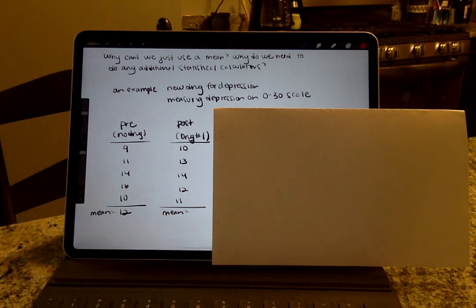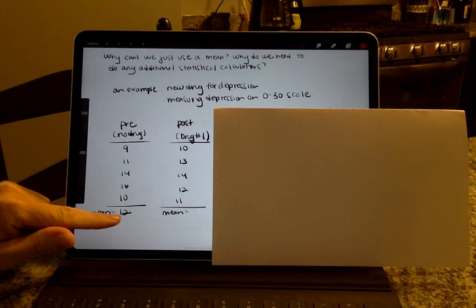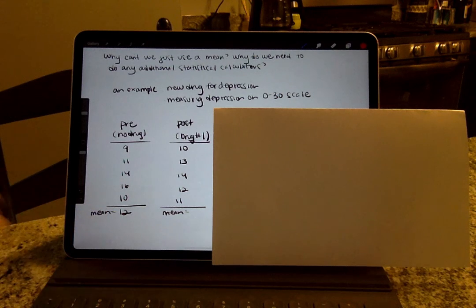All right, so in this video, we're going to talk about why it is that we can't just use a mean. Why is it that we ever need to do any additional statistical calculations? Why is it that when we collect data, we can't simply boil down the numbers to that single mean and use that to know all that we need to know?